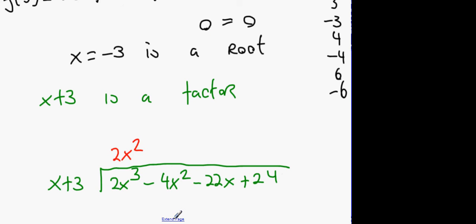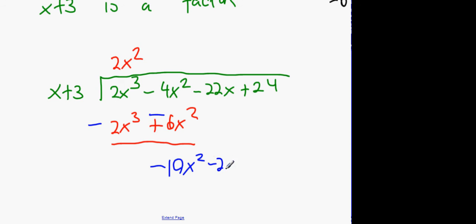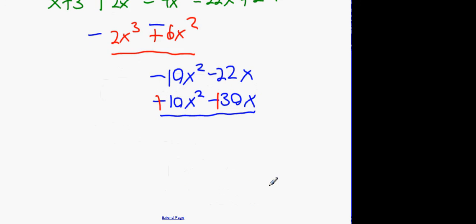2x squared is the first part. We're going to get 2x cubed plus 6x squared. Change the signs, minus and minus, and we get minus 10x squared minus 22x. Next part, minus 10x. That gives minus 10x squared minus 30x. Once again, change the signs, plus and plus.